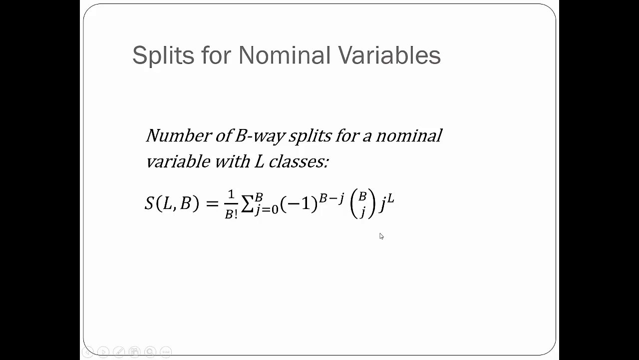This is the formula that we can use to figure it out. If there are L possible values for the nominal variable, and you're looking at B splits, then you can have a two-way split, three-way split, four-way split, five-way split, all the way up to L-way splits. So you start with 2, 3, 4 and calculate S(L, B) for each of the possible values of B, and then add them all up. That will give you the total possible splits for a nominal variable.